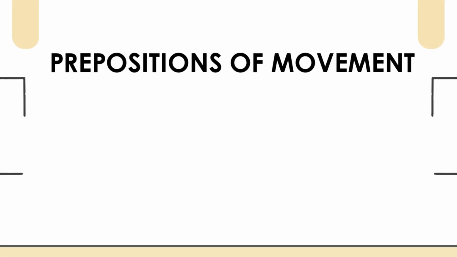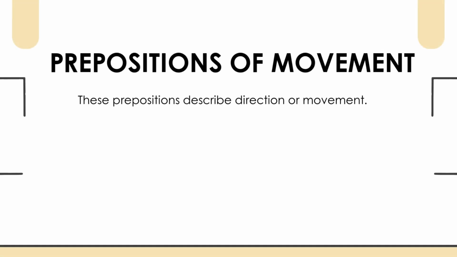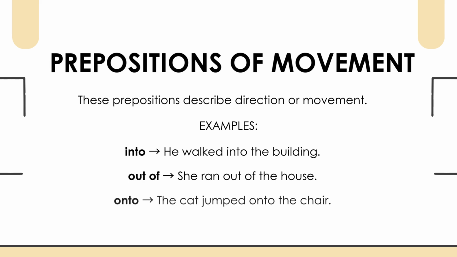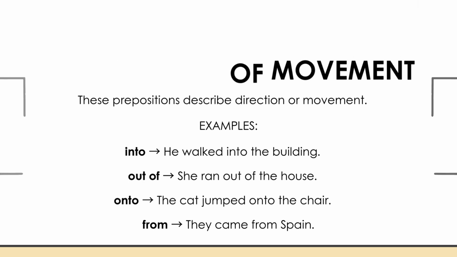Next up, we have prepositions of movement. These prepositions describe direction or movement from one place to another. Let's go through some examples. Into, he walked into the building. This shows movement from outside to inside. Out of, she ran out of the house. This describes movement from inside to outside. Onto, the cat jumped onto the chair. Onto means moving to a surface. From, they came from Spain. This shows the starting point of a movement. Understanding these can really help you express motion clearly in English.